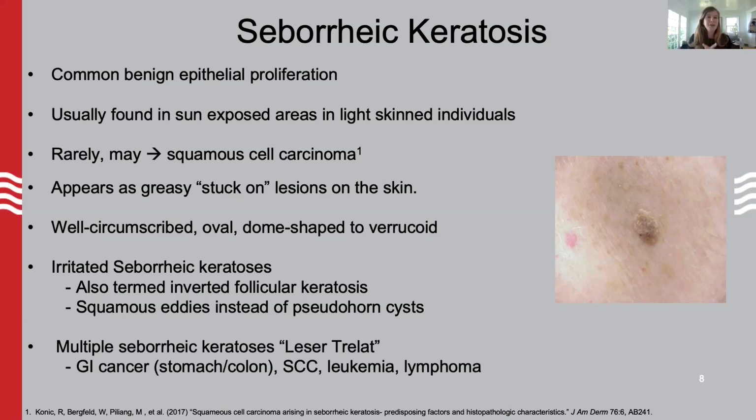So here's a little bit of blood and thunder. If you have multiple seborrheic keratoses, that can be indicative of a Leser-Trélat sign. And Leser-Trélat sign can be a cutaneous manifestation of something deeper and worse, like GI cancer of the stomach or colon, squamous cell carcinoma, leukemia, or lymphoma.